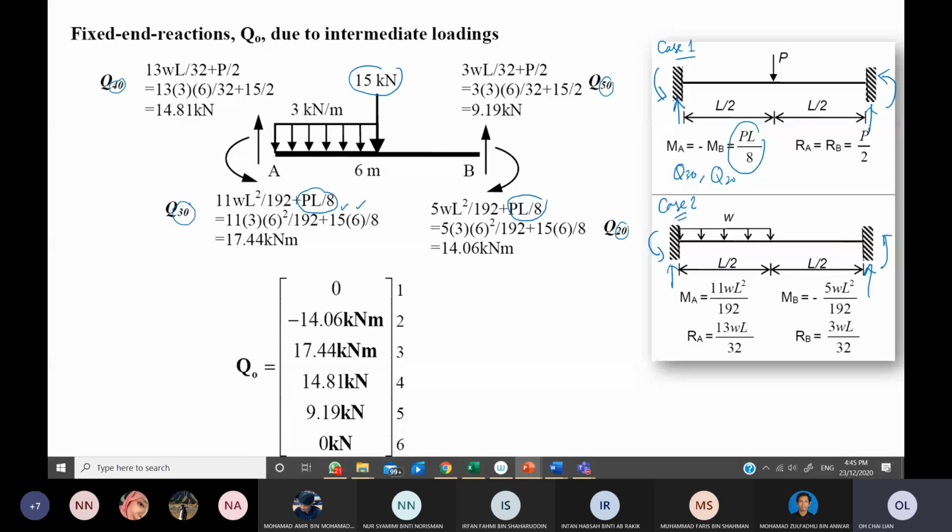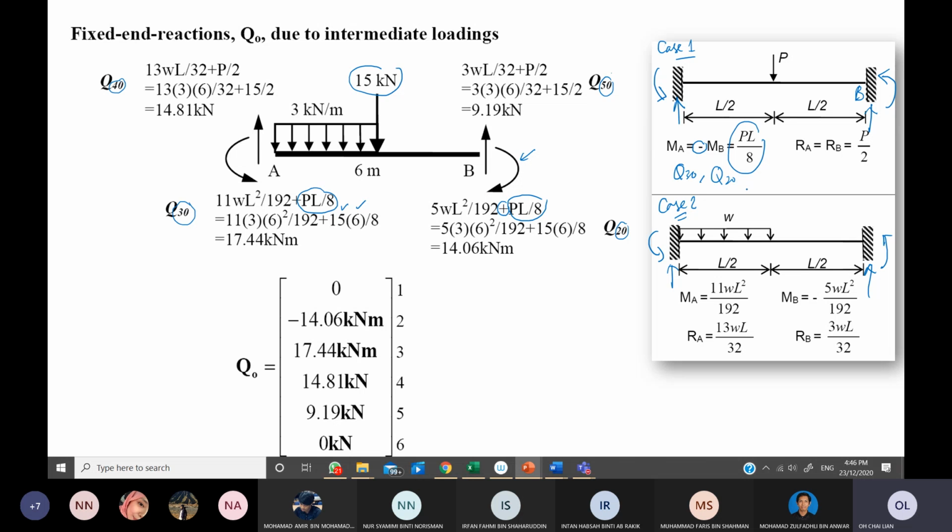Then maybe you will ask why this is negative and why this is positive here. This is because of the direction. At B, the assumption of this moment is counterclockwise, but in this case they put it in the clockwise. Therefore it will become positive. When you opposite it, the negative will also change to positive. So this is my answer.